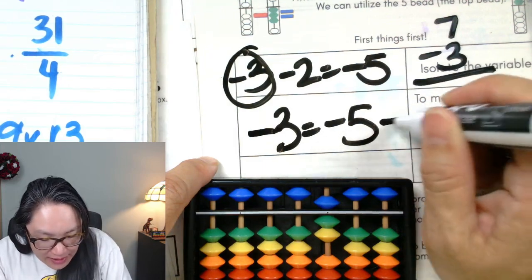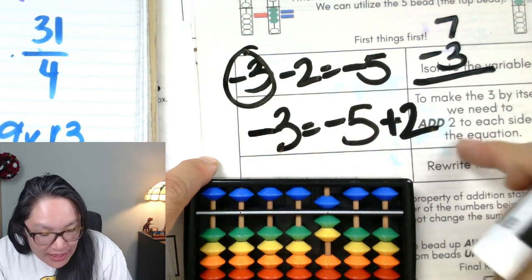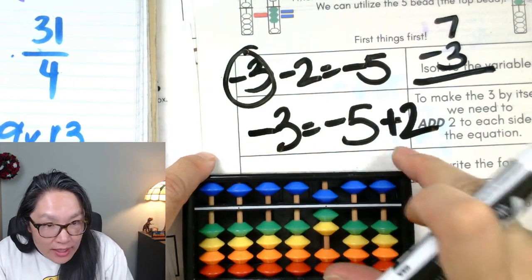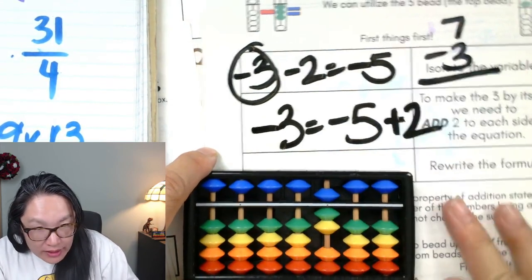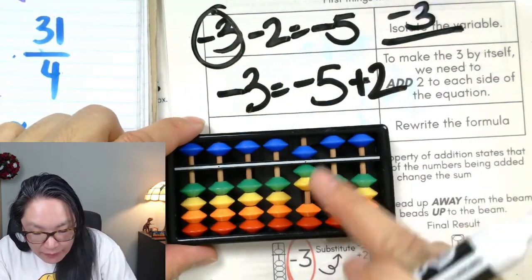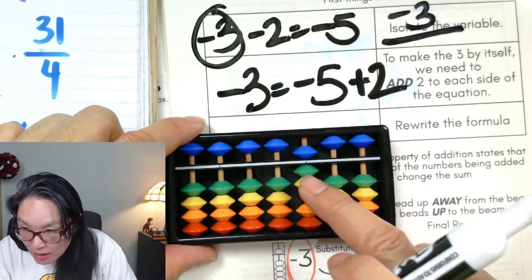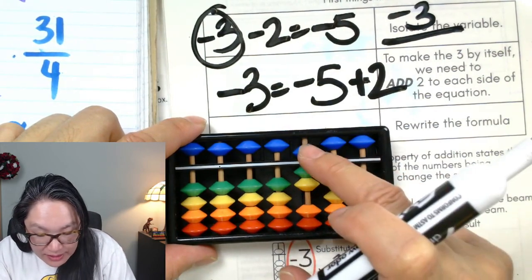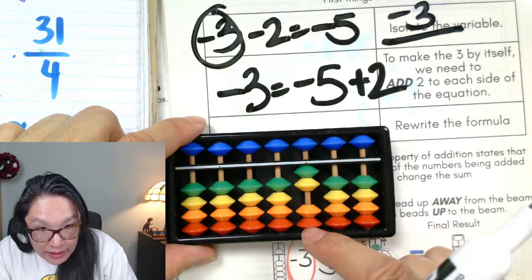So what's going to happen is I have to add the 2. So I have to add 2 to each side. When I do this, now I can manipulate my question. I can take away. So I have my 7 and I have to take away 3. But to take away the 3, I'm going to minus the 5 and I'm going to add the 2.